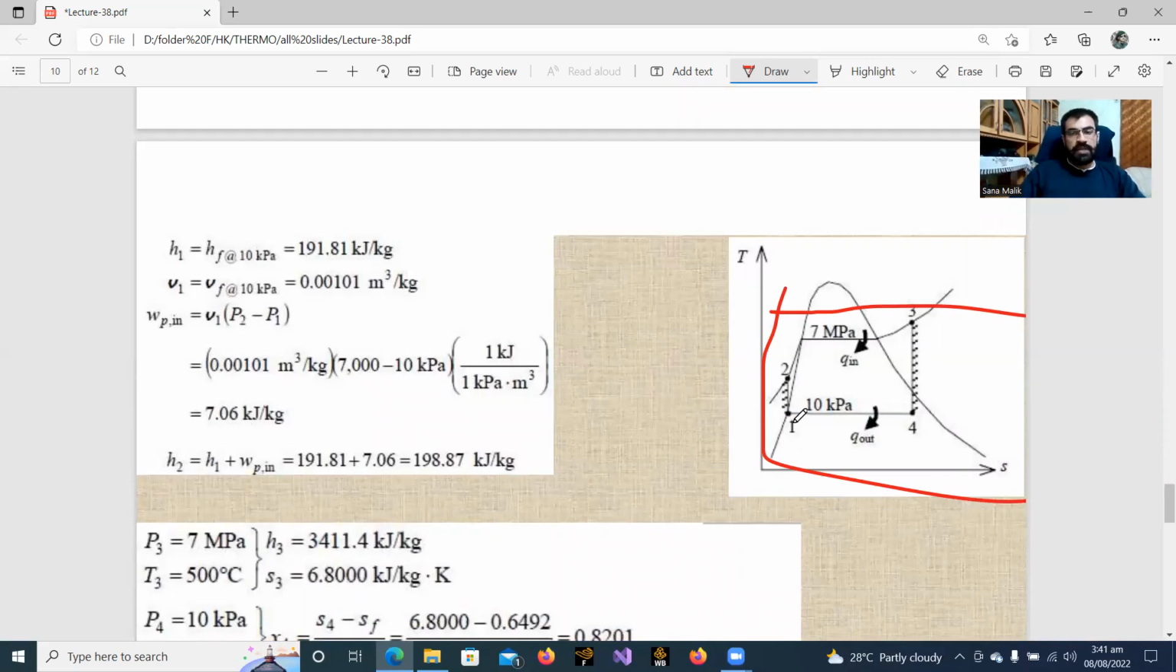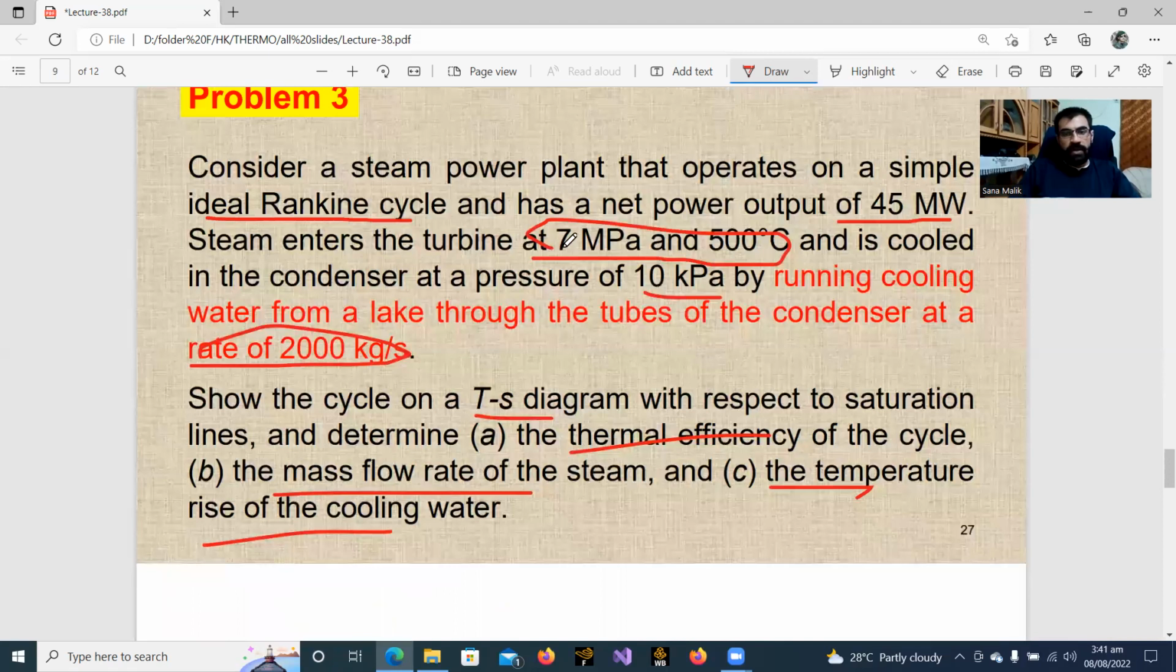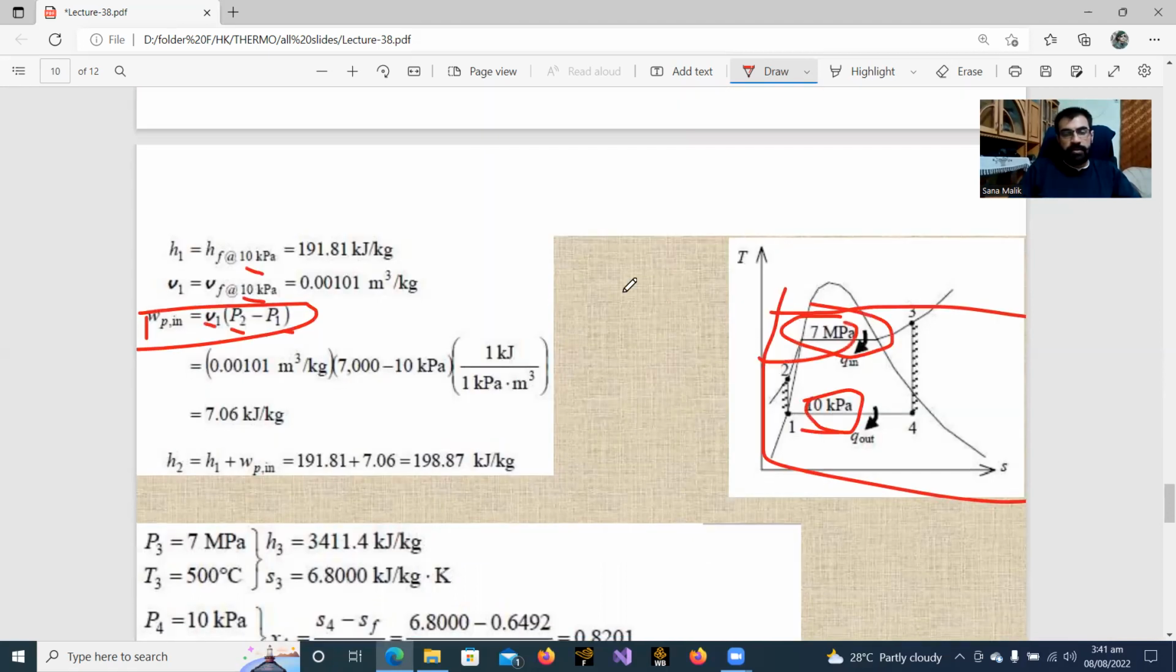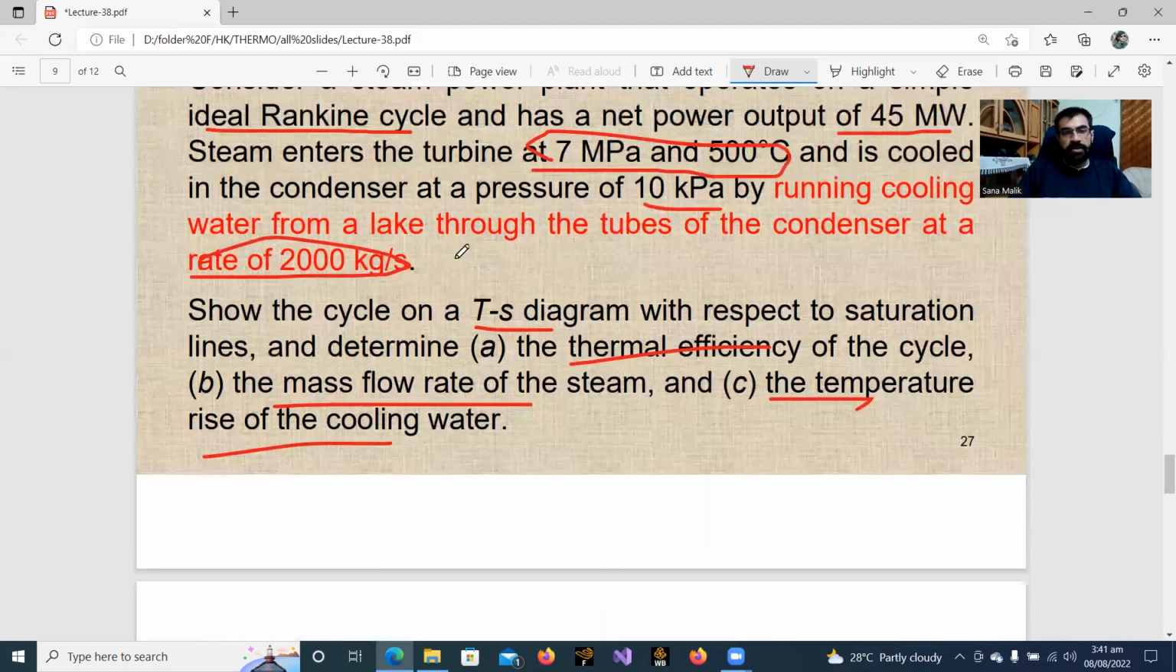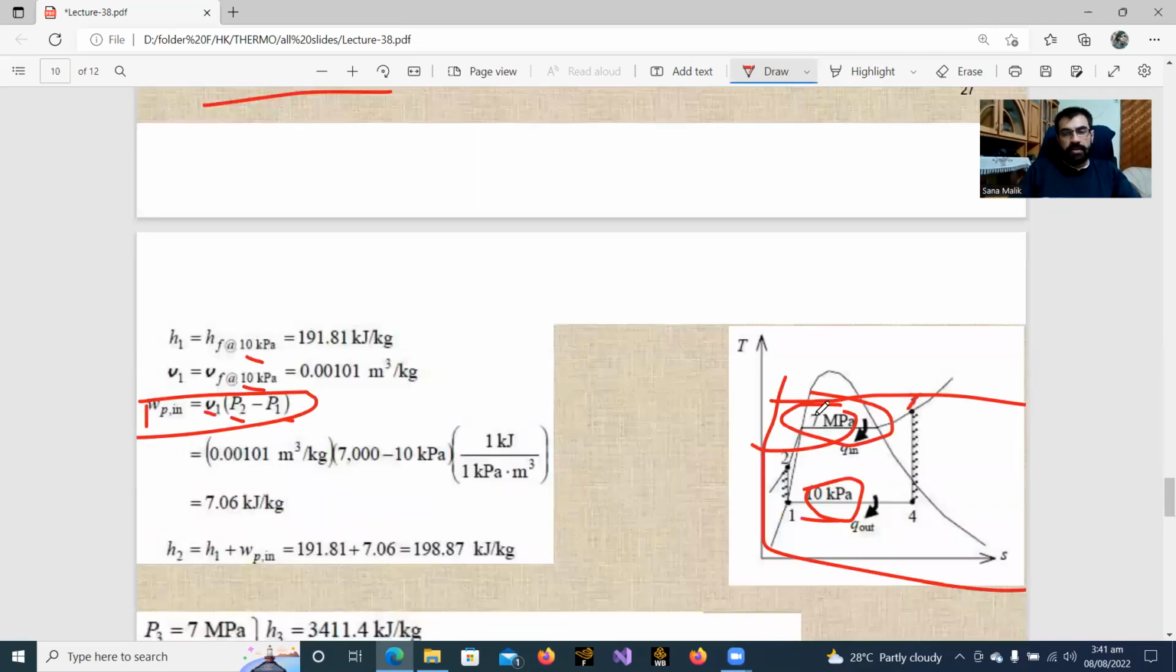So for state one, it is a saturated liquid state. So H1, pressure and temperatures are given, and the condenser pressure. So for the work of the pump, specific volume V1 is known, times P2 minus P1. P2 is 7 megapascals and P1 is 10 kilopascals. Seven megapascal is here. It says steam enters the turbine. So this is the turbine inlet, and steam enters the turbine at 7 megapascal.